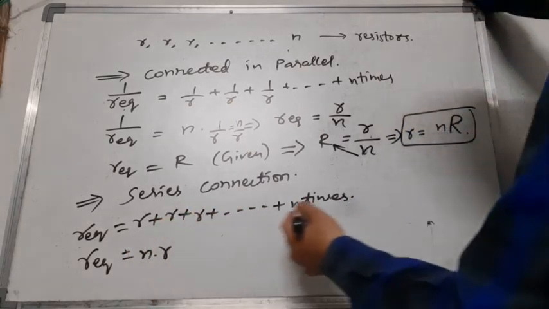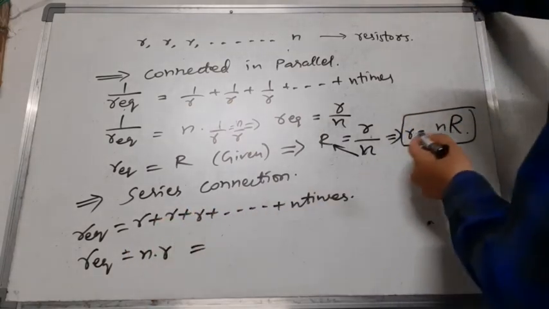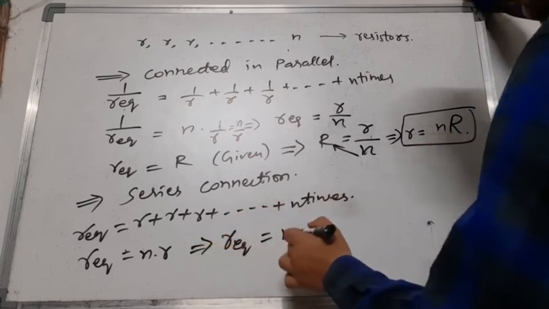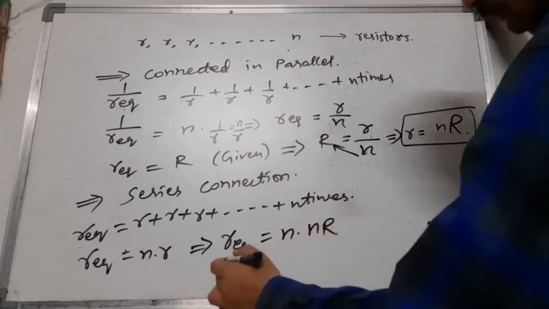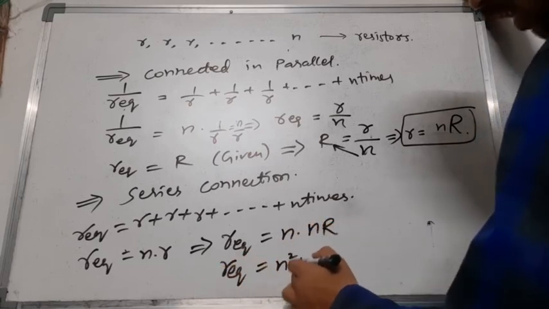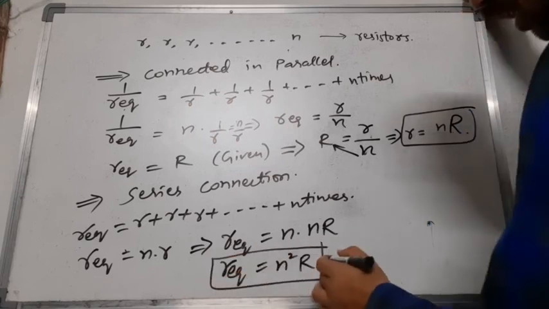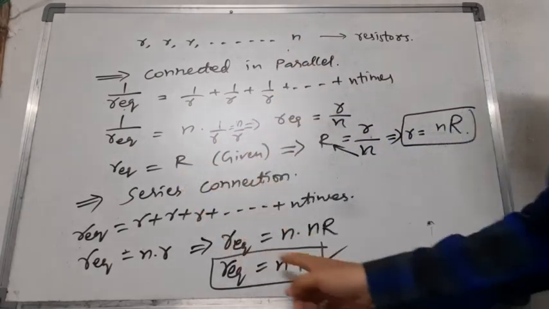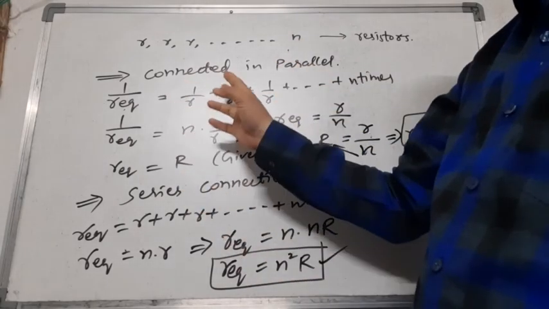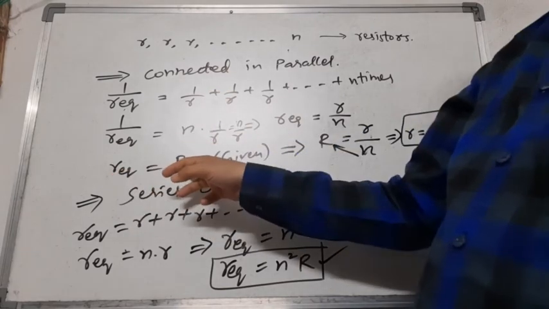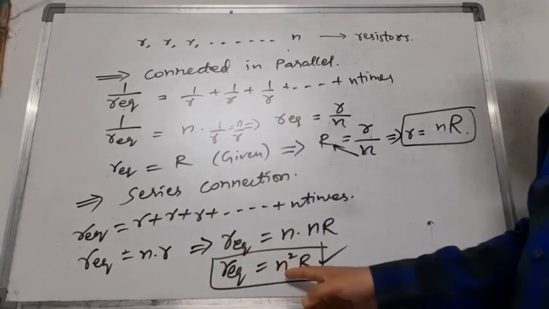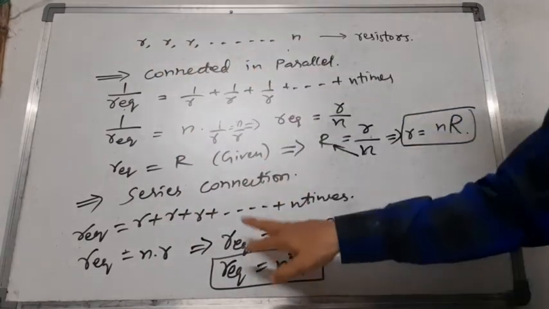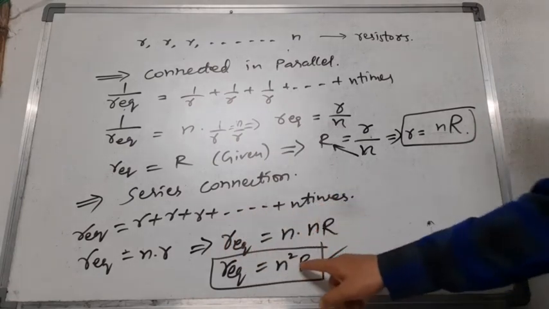N times you are adding the R. So you already know the R value. You substitute this R value here. So what will you get? R equivalent is equal to N into NR. So R equivalent is equal to N square R. This is the resistance of R in series. If it is connected in parallel, the equivalent resistance is R. If the same resistors are connected in series, then the resistance increases by N square times.